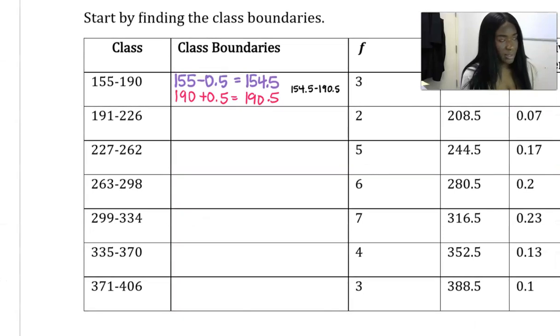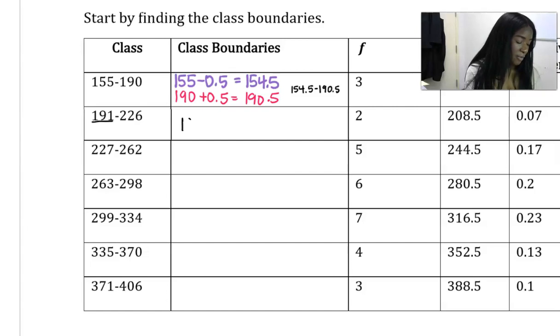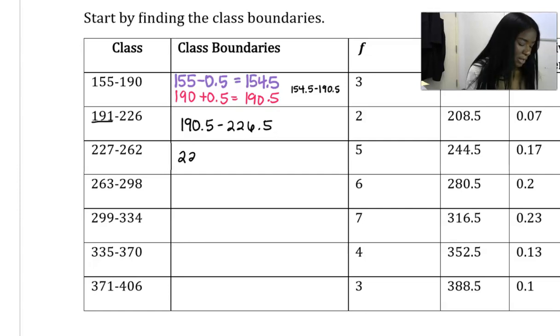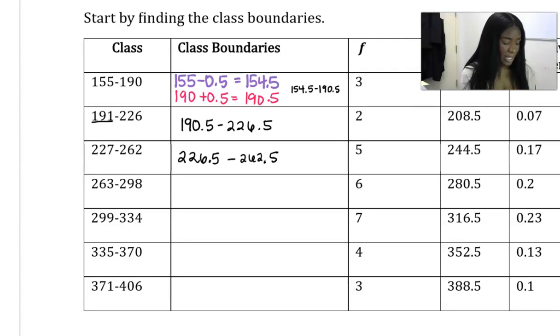Continuing down, take the 191, the lower class limit, and subtract 0.5. We'll get 190.5. Take the upper class limit of 226 and add 0.5. We'll get 226.5. Yeah, I wrote that right. 226.5 to 262.5, excuse me. Because you add to the upper class limits and subtract from the lower class limit.